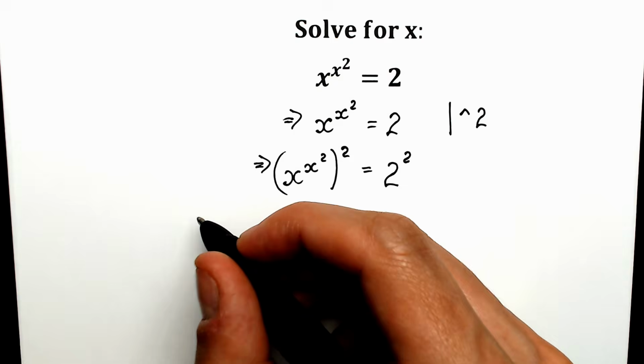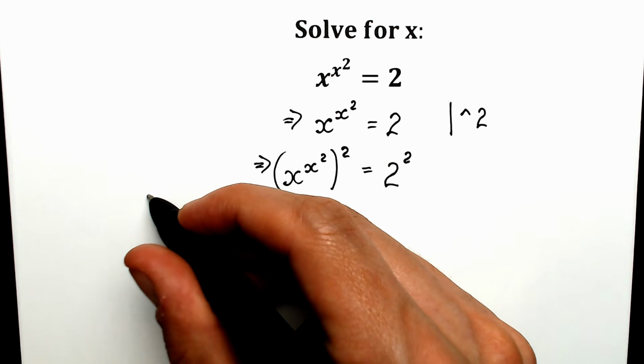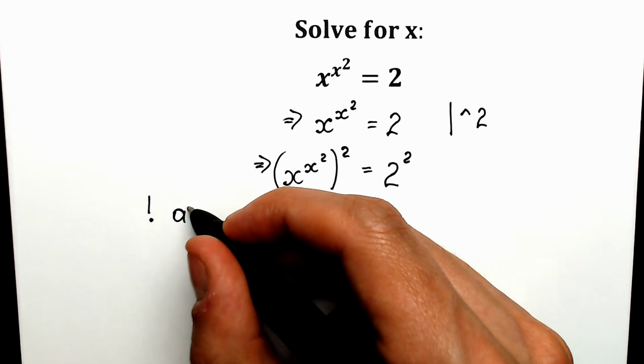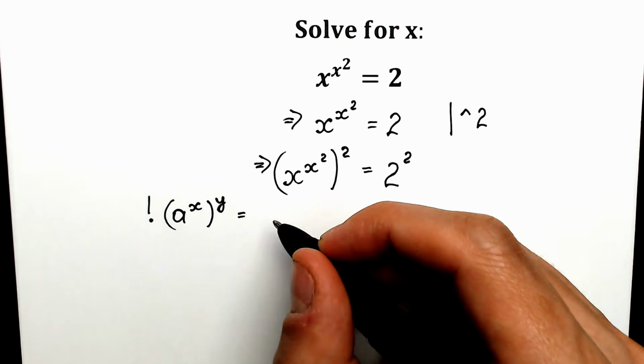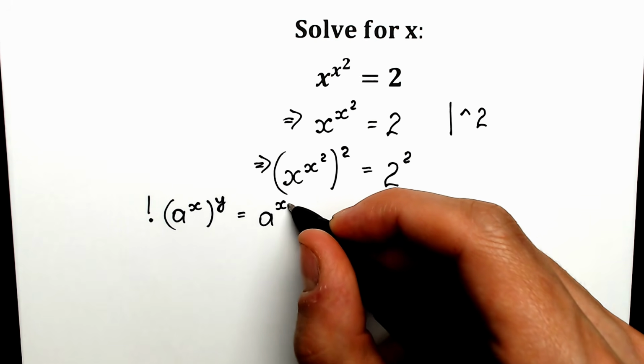This property looks like that. Everyone knows this property. This is the basic one. When we have a to the power x raised to the power y, everyone knows that this is equal to a to the power x times y.